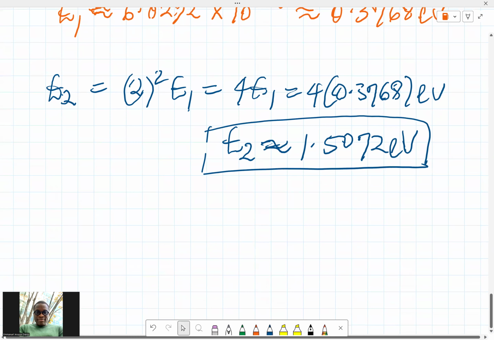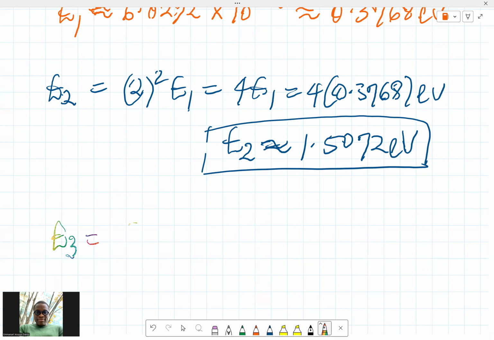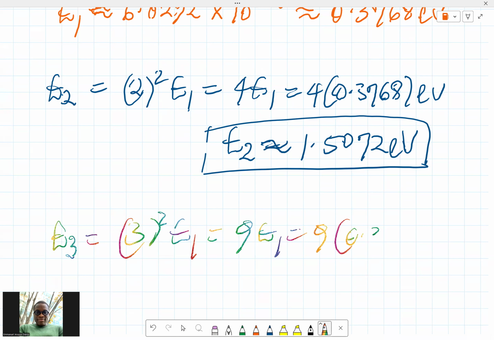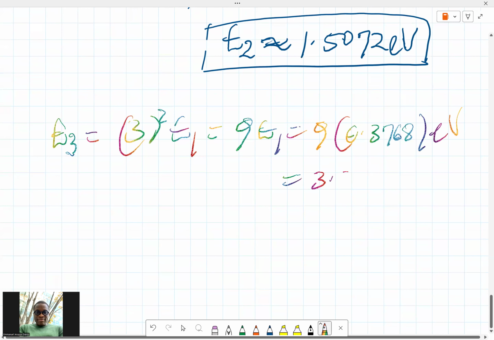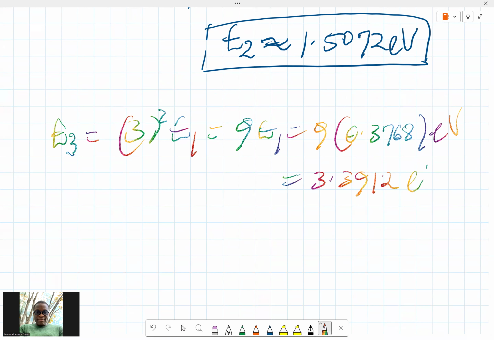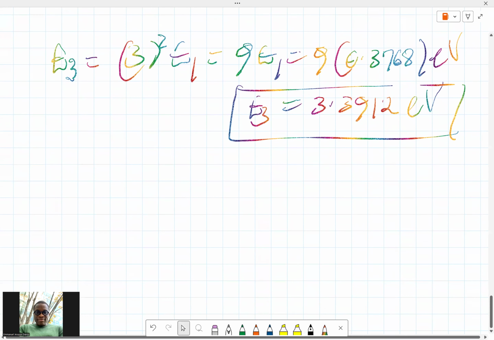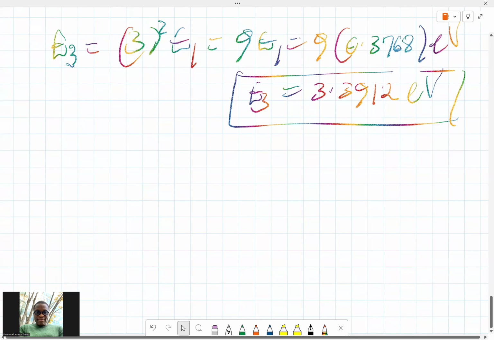Okay, then we can go for E3 also. Again, E3 will be 3 squared multiplied by E1, so we have 9E1. That means we have 9 times E1, again 0.3768 eV, and that is 3.3912 eV. That's the third energy level. Okay, so those are the energy levels in short.